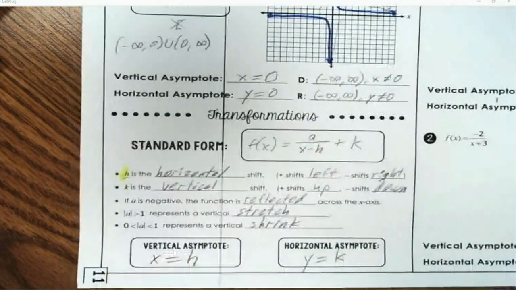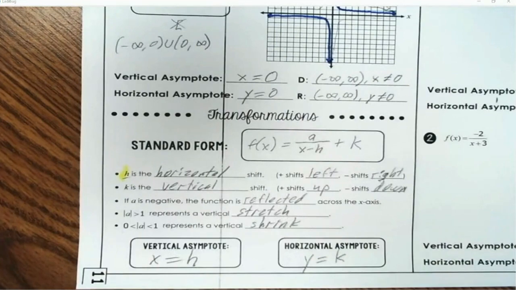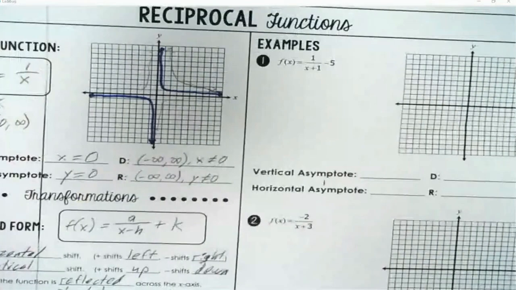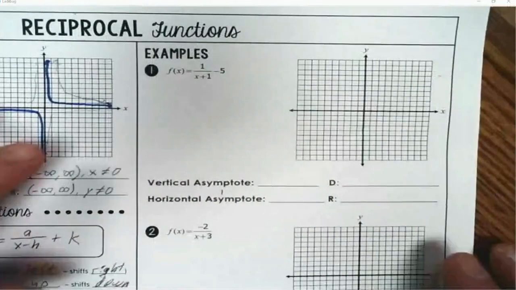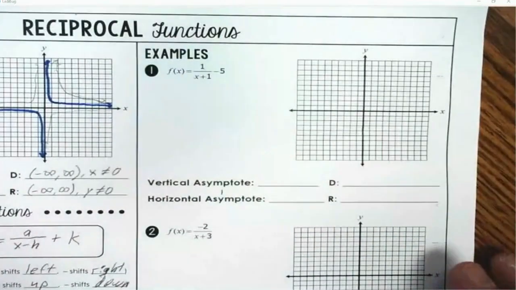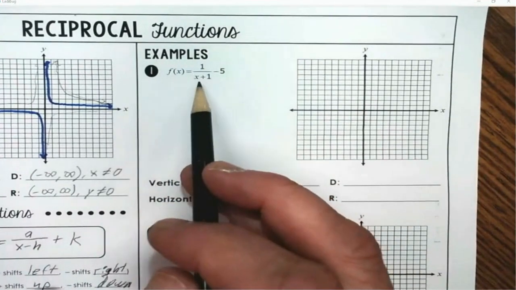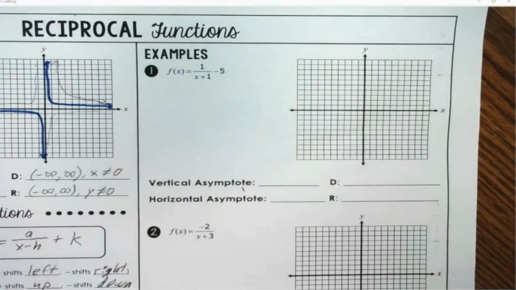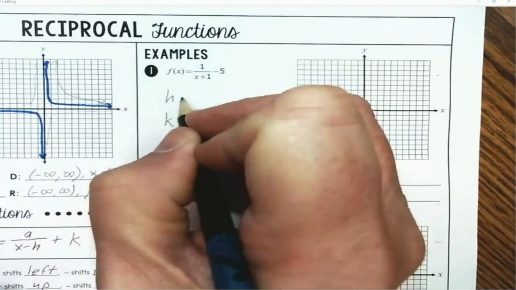So that's the primary notes that help you get through reciprocal functions. If you know this stuff right here, then we can do some work with it. So let's practice a couple items here. Let's use this example: f of x equals 1 over x plus 1, minus 5. Let's identify what our h is, and let's identify what our k is.